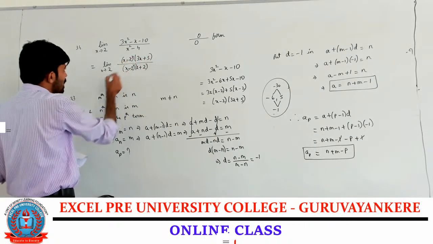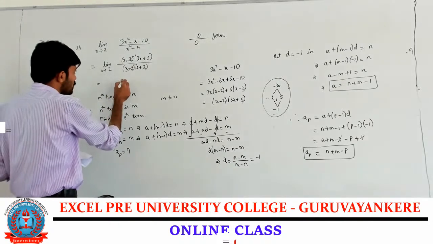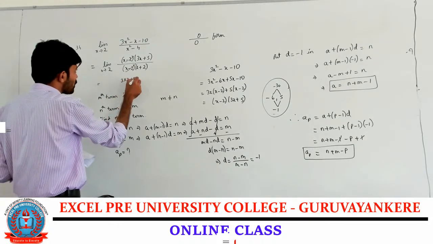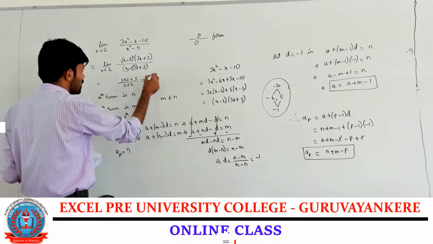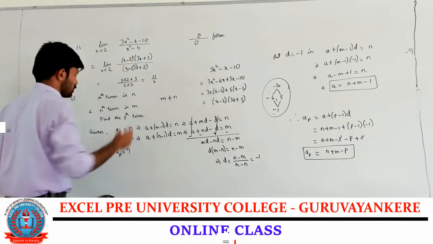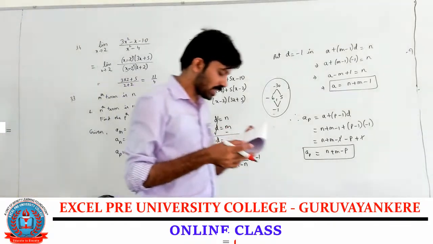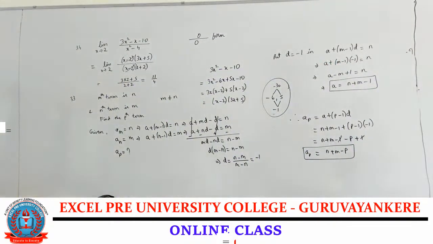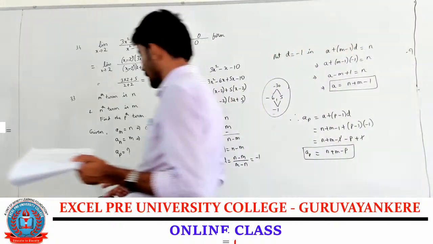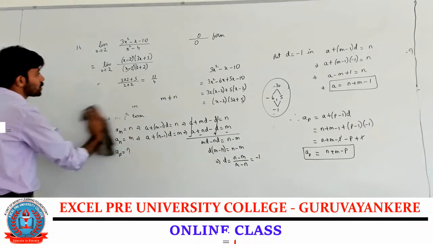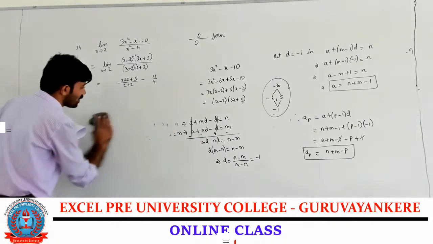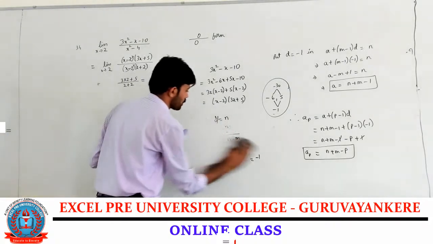x minus 2 cancels. x almost becomes 2. So 3 into 2 plus 5, divided by 2 plus 2, that is 6, 6 plus 5 is 11, over 4, which is 11 by 4. The value of the limit is 11 by 4. That means when x is very close to 2, the value of this limit is very close to 11 by 4.